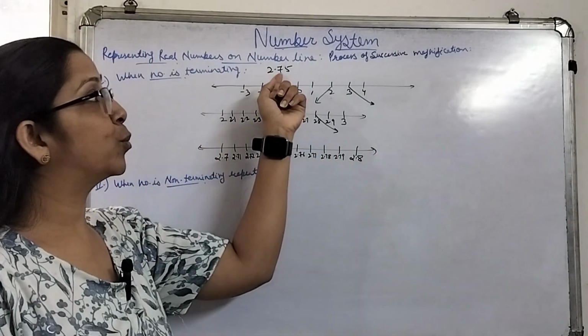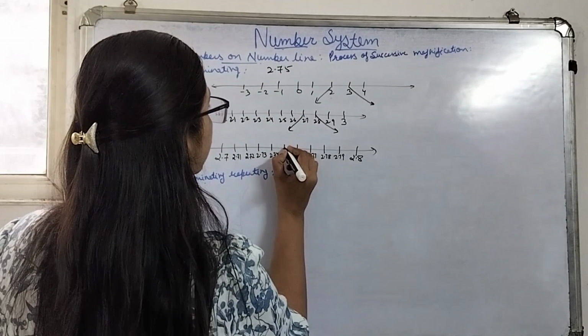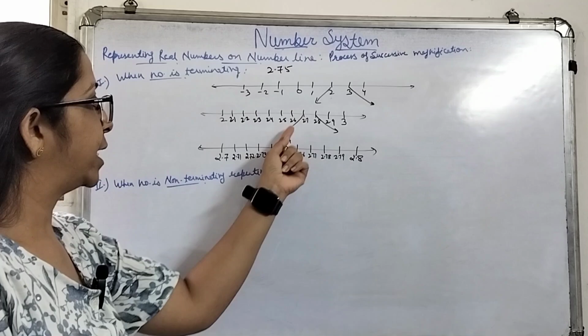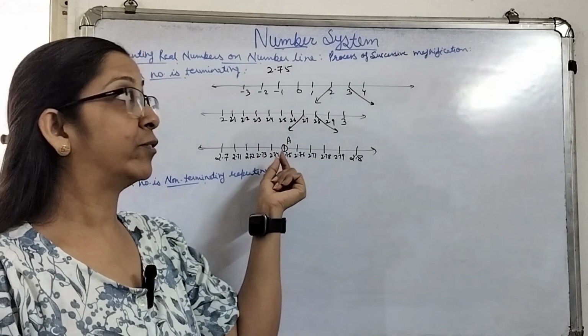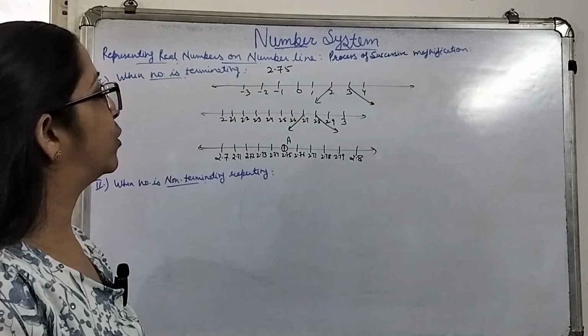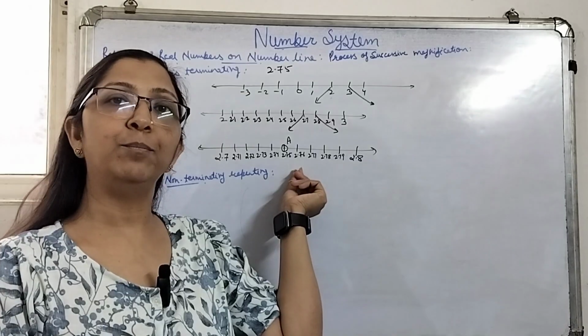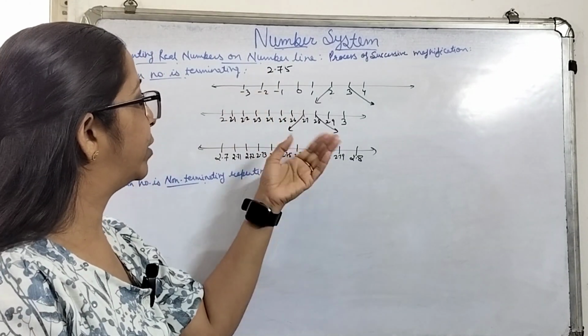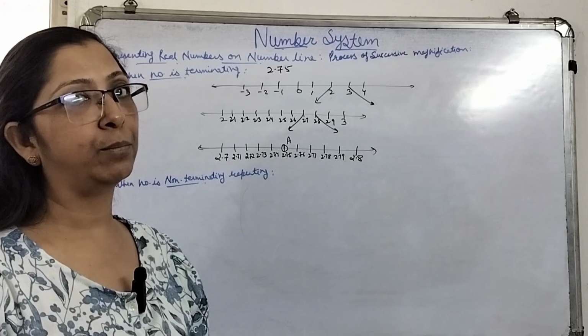We have to represent 2.75. So here this point is your 2.75. Suppose this is your A. So this point A represents your 2.75. So in the case of terminating types of numbers, we can exactly locate the point. That is, we have located 2.75. This is how we will be representing the numbers on the number line.